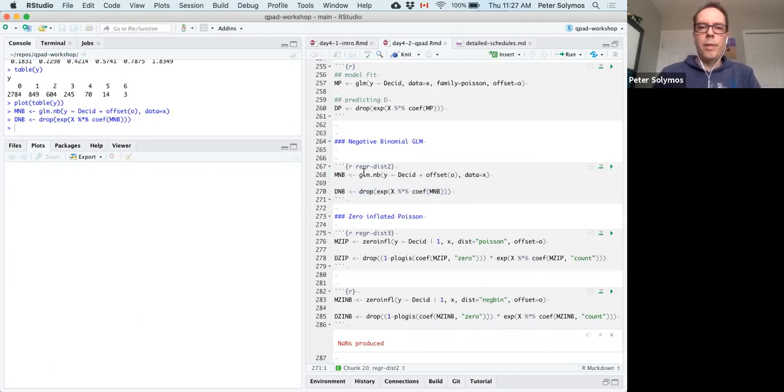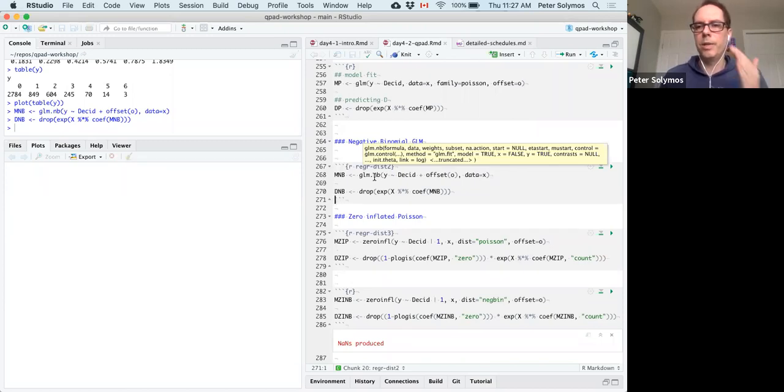And so the extra parameter we are getting there is called theta, which relates to the variance of the negative binomial. In the Poisson, we have that linear relationship mean equals variance. Here we have mean, and also this theta is going to make it higher or lower depending on whether it's larger or smaller than 1.